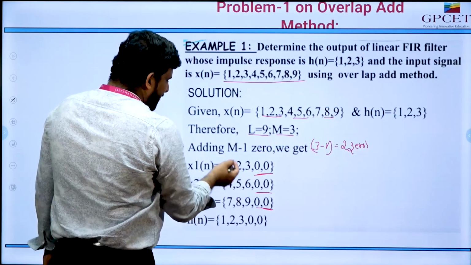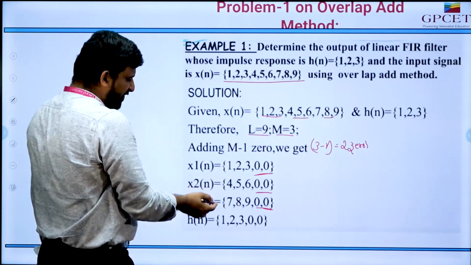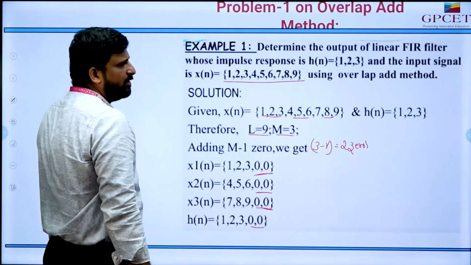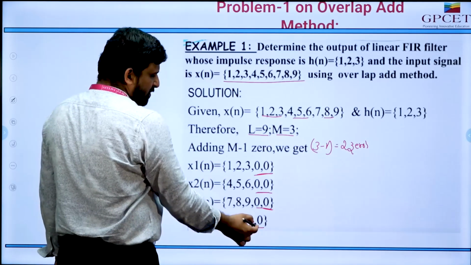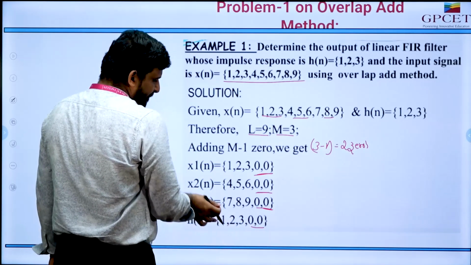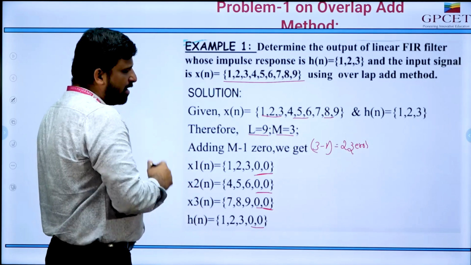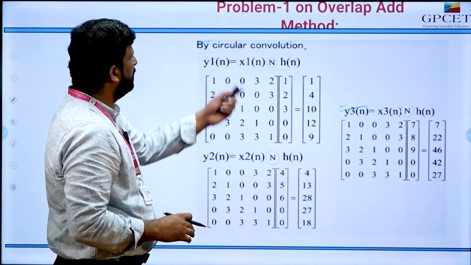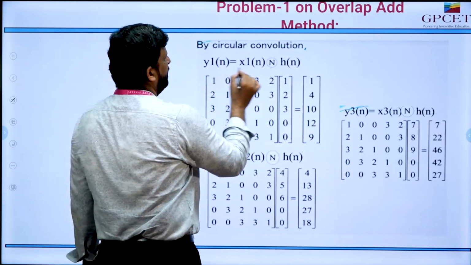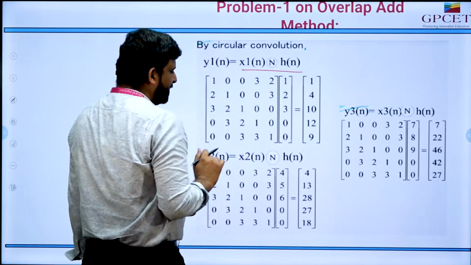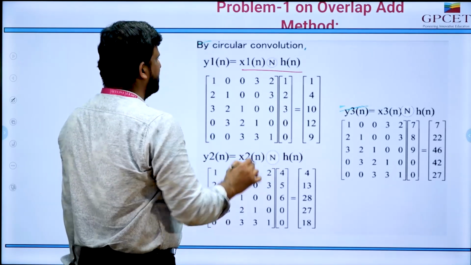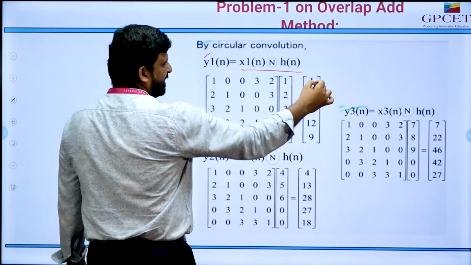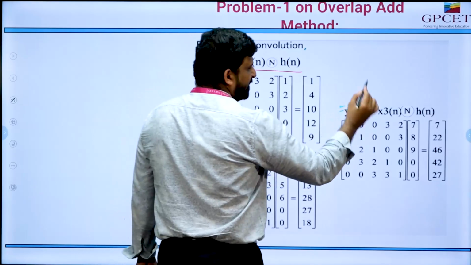Now, if we compare the subdivided sequences of x of n with h of n, the length was somewhat different. That's why in h of n also I have added m-1 zeros, that is 0, 0, making a total 5-sequence. So now if we see all the sequences, all sequences are balanced with length capital N equal to 5. Now the same circular convolution we are doing here: y1 of n is equal to x1 of n convolved with h1 of n. Like that, how many do we need to do? We need to do 3 sequences. First we find the value of y1 of n with the same pattern, matrix representation, and we will get y1 of n, y2 of n and y3 of n.